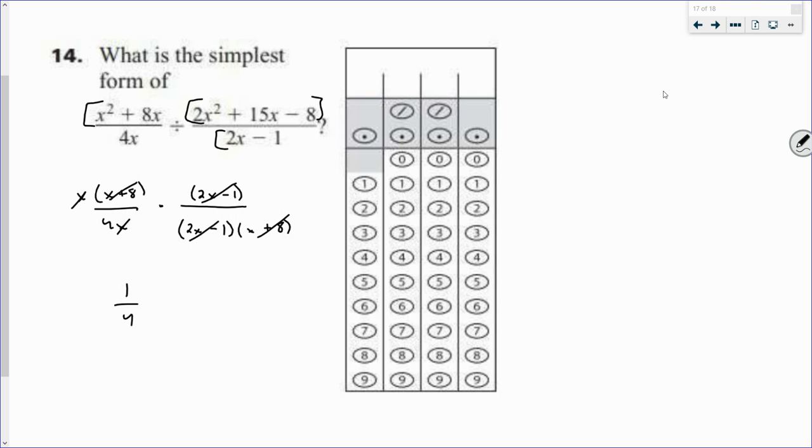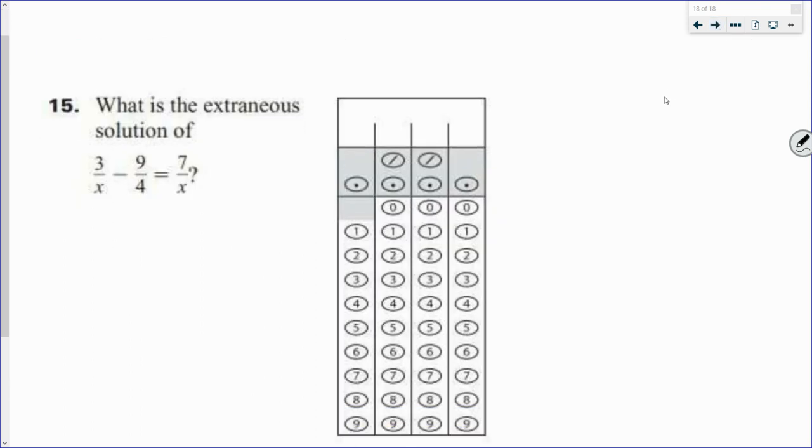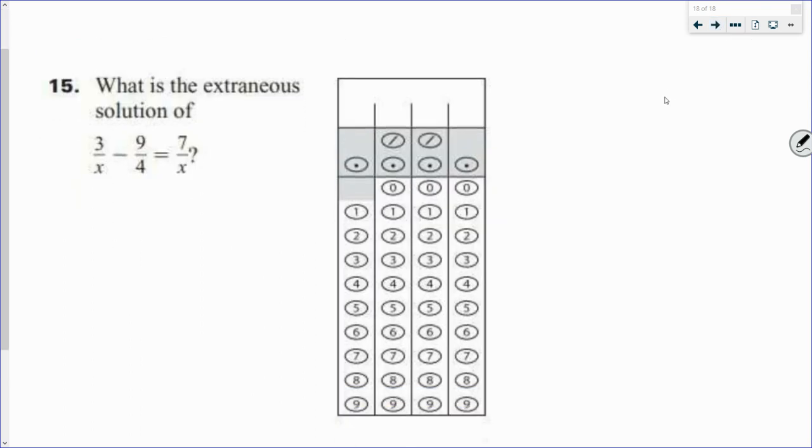If you're bubbling it on an ACT and planning on going home, you go 1/4. That way Scantron can grade it, which will be out of date before this video dies. I think you can solve this one. Get common denominators, set up a cross product problem, and move along.